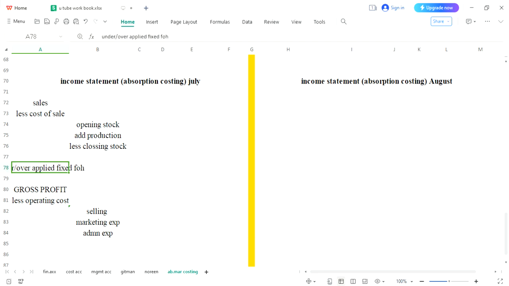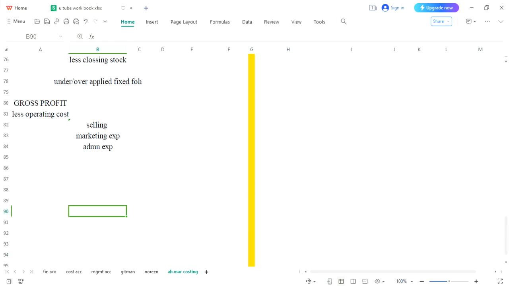How would we calculate it? Under or over applied FH. Basically, we will see how many units this organization can produce. If the organization has produced the same number of units, it means there will not be any under or over applied FH. But if the company has produced fewer units, it would be under applied. Here you can see normal production in units. You will see it first.